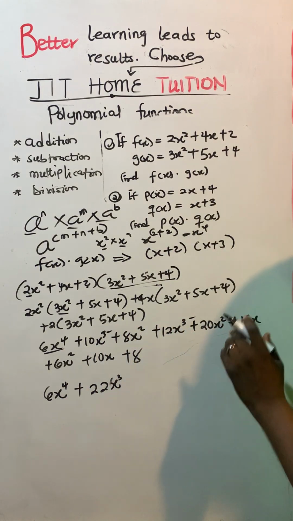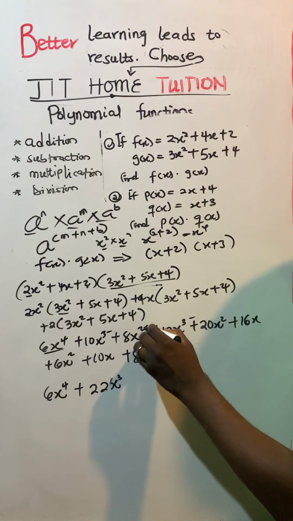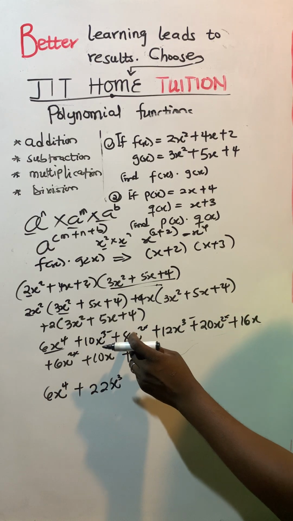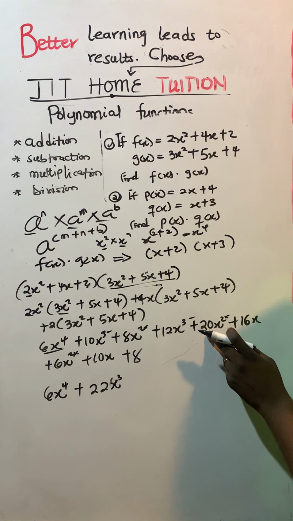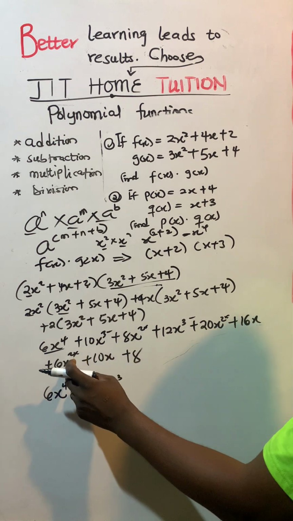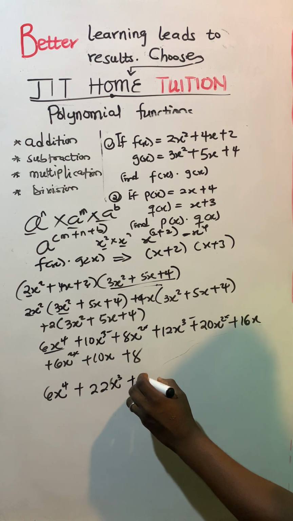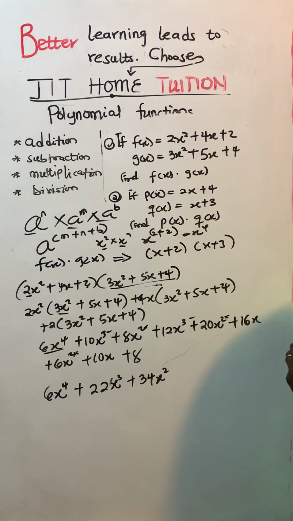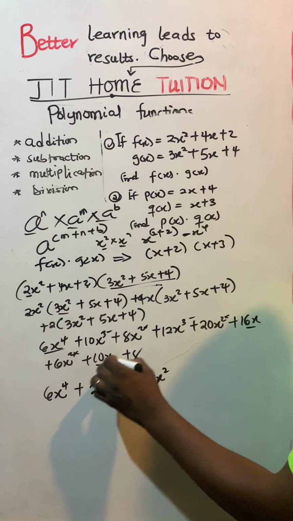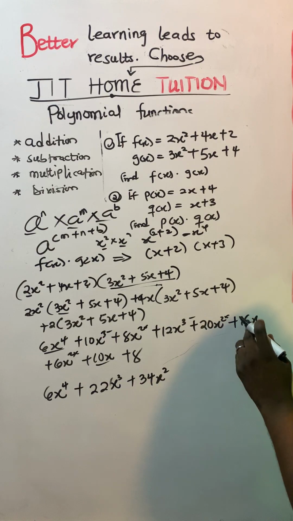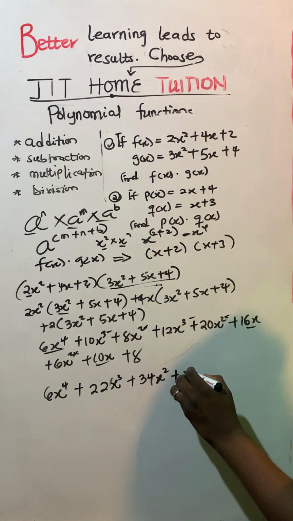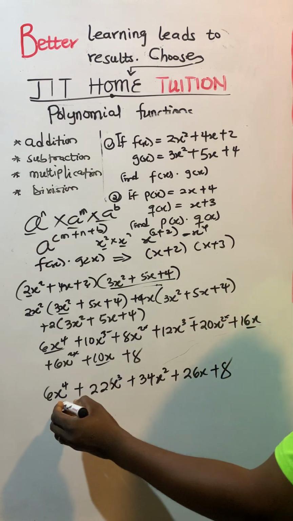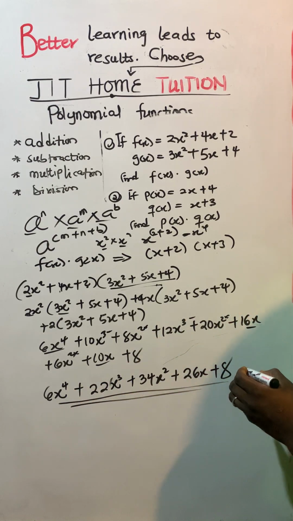Then when you're done, you come to power 2. This is power 2, power 2, power 2. So this plus that is 28, plus this, that will give you 34x raised to the power 2. Then you come to this and that, yes, they are the x, so that will give you 26x. Then you have 8, and this will be your final answer.